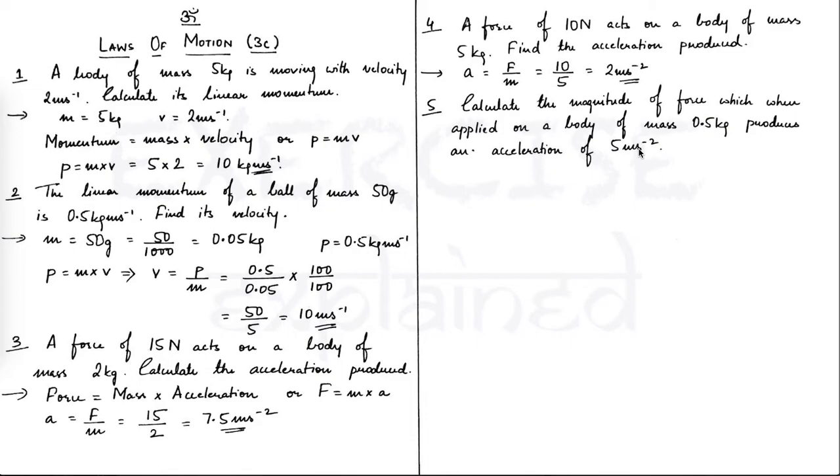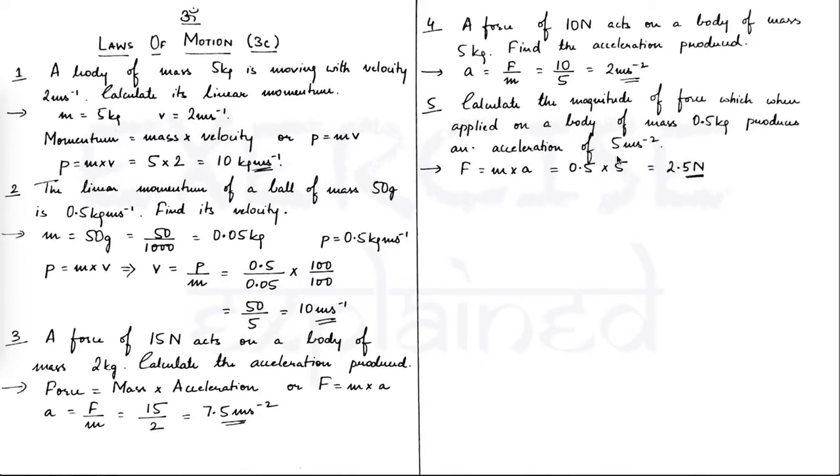So directly I would be using F is equal to m into a. So that happens to be 0.5 into 5, that gives me 2.5 newtons. So the force is 2.5 newton. Magnitude, the term magnitude means the value. So whenever they ask magnitude of force, you just need to find the force.